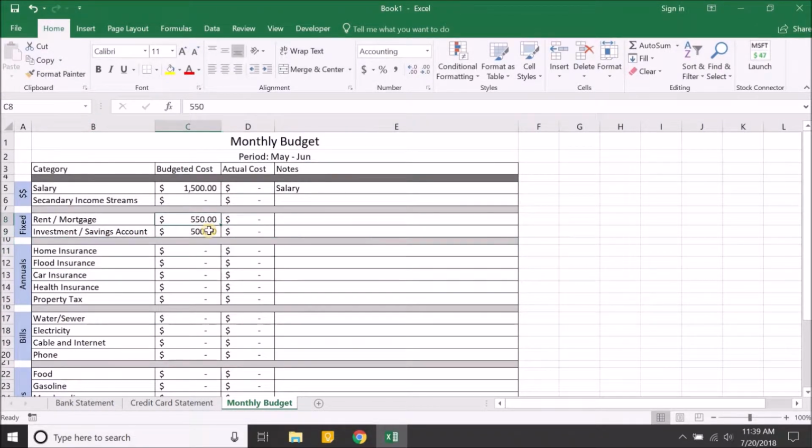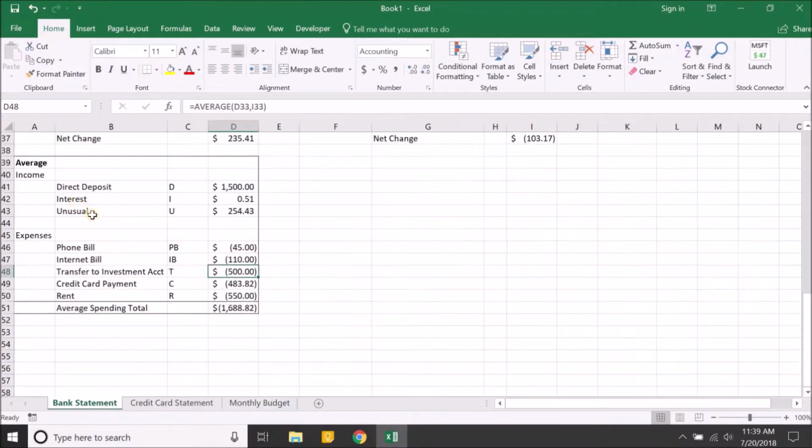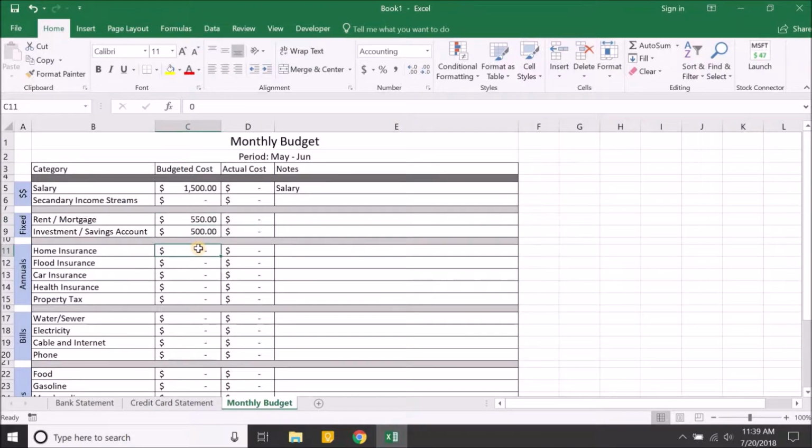Okay, and that's the same concept we use for rent. By using the averages, this is basically how much we're spending each month, and we're writing that down as our budget. Okay, so back here now: home insurance, flood insurance, car insurance, health, property tax. We're going to skip a few of these. I'm assuming some of you don't have this if you rent a space and don't have to worry about flood insurance, or maybe you have your health insurance through your job, or maybe you don't pay for that at all. So I'm just going to go over a few of the more likely ones.